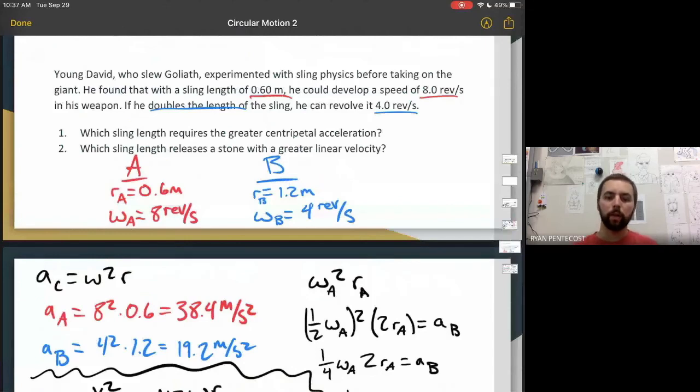All right, so that is circular motion part 2. Next time we will go over what an acceleration vector looks like for a realistic uniform circular motion.